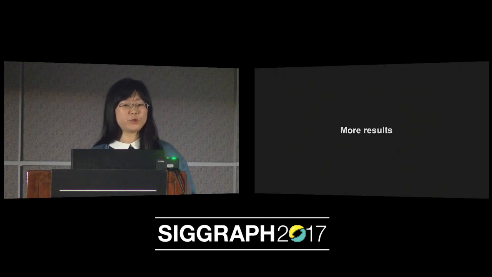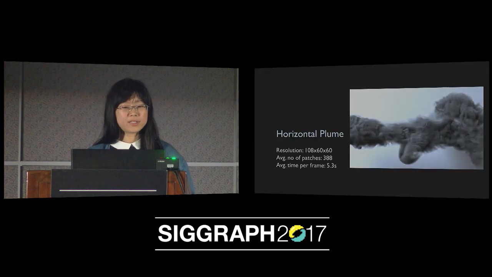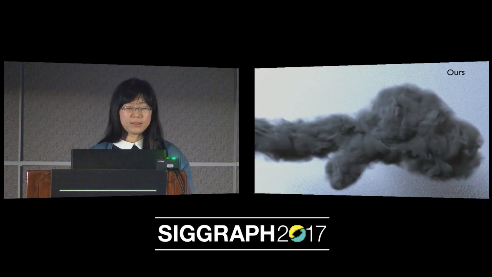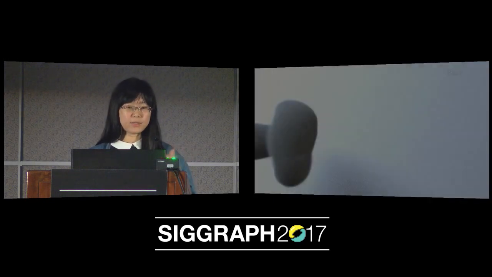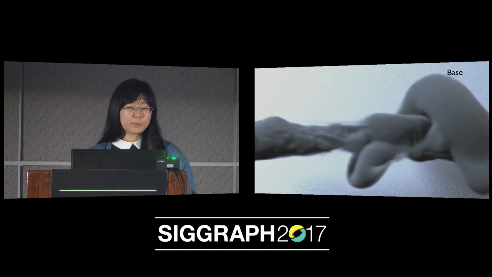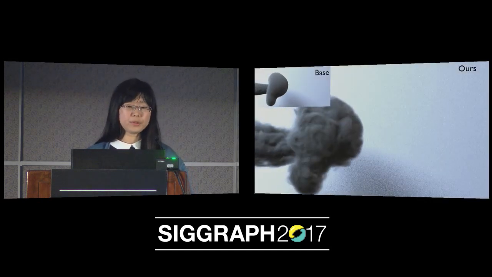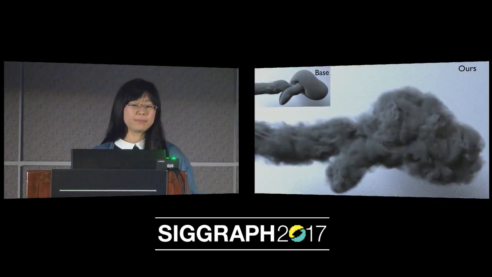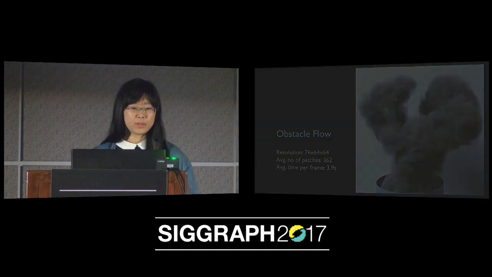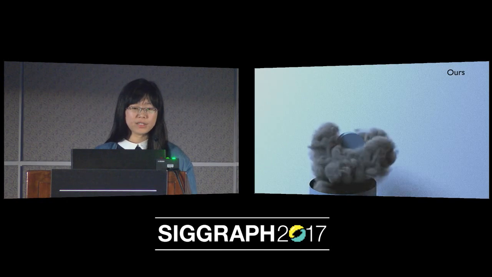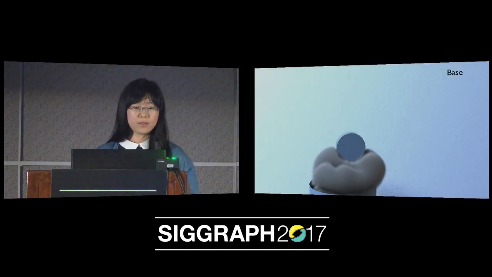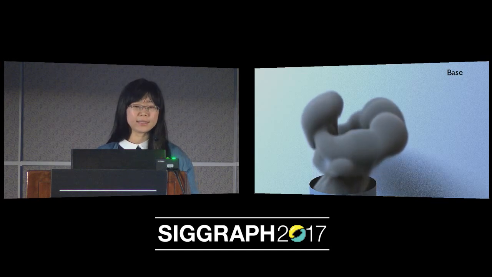Now I will show more results. I will start with a standard rising plume scene, with gravity acting along the x direction. You see that we have a lot more detail compared with the base input, but we still keep the same large-scale motion. Our method also works with obstacles. We just advect our patches according to the coarse velocity field. There is no special handling needed.